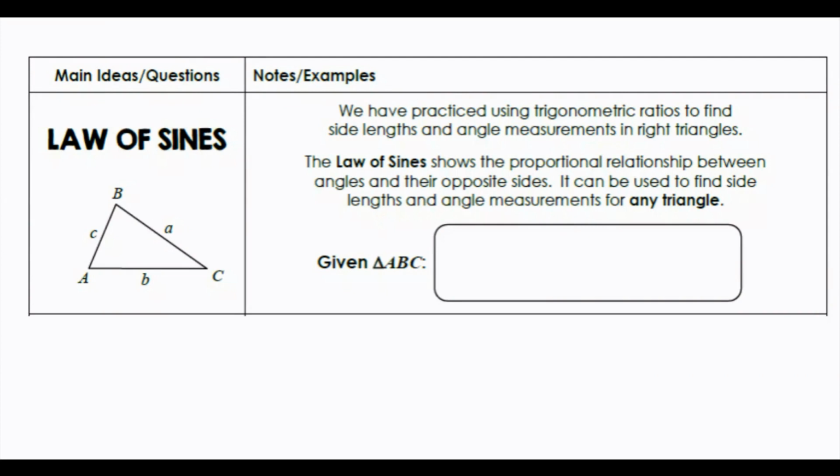The law of sines shows the proportional relationship between angles and their opposite sides. Again, we can use it to find side lengths and angle measurements for any triangle. So for a given triangle ABC, the law of sines states that sine of angle A over side A is equal to sine of angle B over side B, which will also be equal to sine of angle C over side C. So if we're given different angles and sides, I can set up proportions relating these angles with their sides to find missing angles and missing sides.